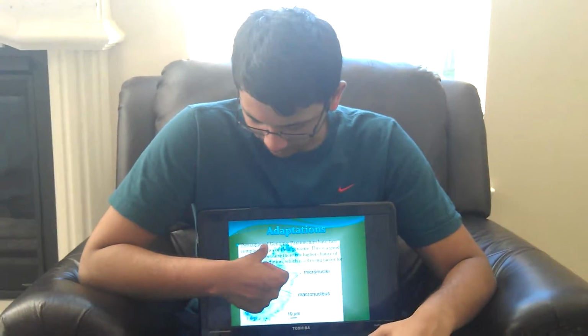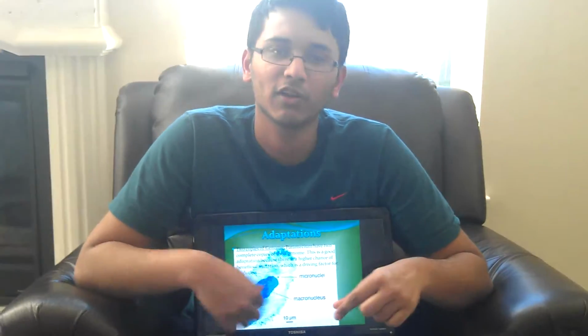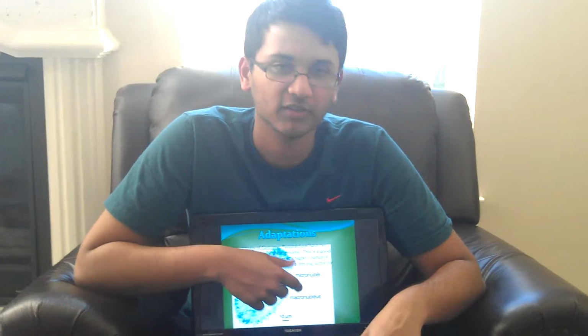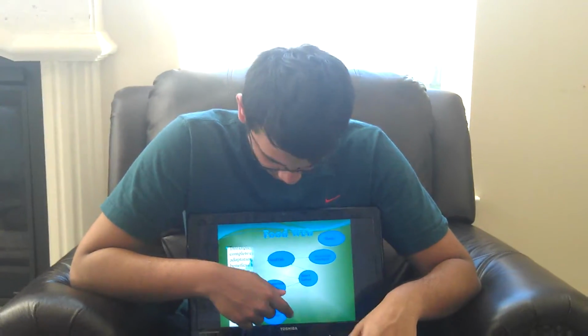The last key adaptation is that the paramecium has 2 complete copies of its genome. This is very important because since it has 2 complete copies of its genome, there's a really high chance for beneficial mutation while it reproduces, and this will drive evolution. This is a big driving factor for evolution, mutation.